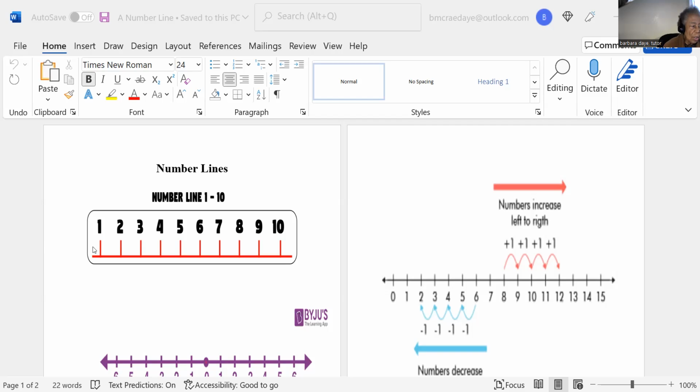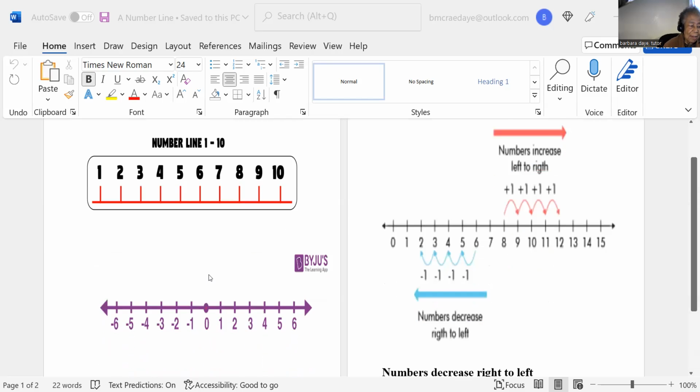So you notice on this number line, when you go from left to right, you are increasing. When you go from right to left, you're decreasing. And that's true of a number line, whether it has all plus, all negative, or if it has a 0 and plus and negative. Same thing. Left to right, increasing. Right to left, decreasing.